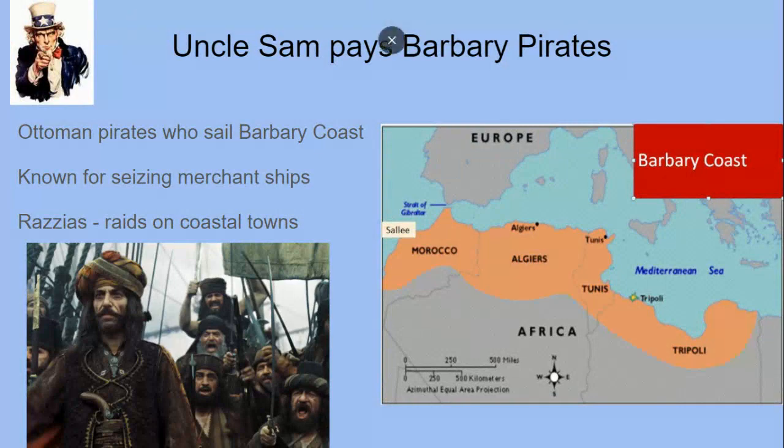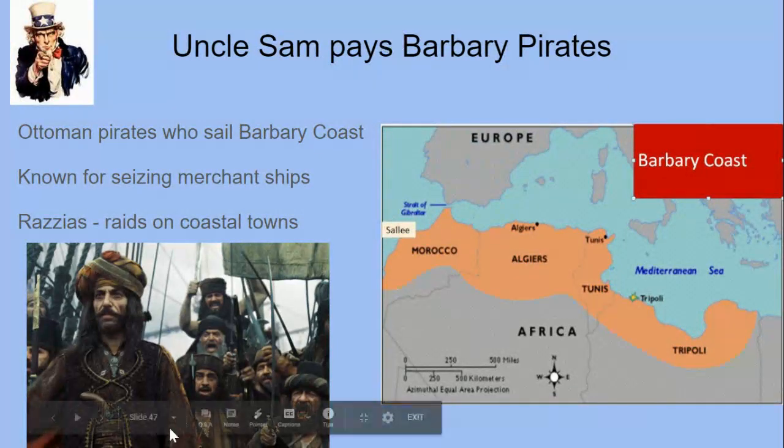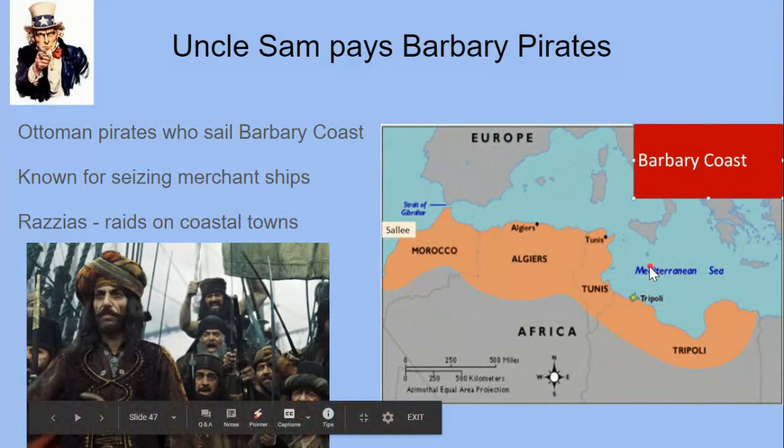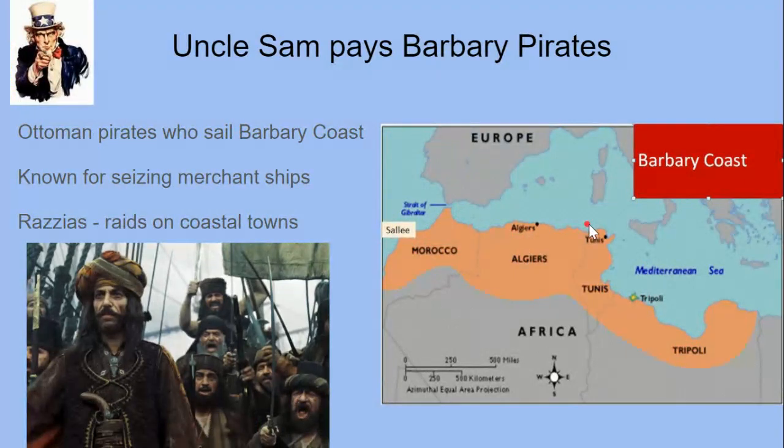And so we can see on the, let me get my little laser beam here. We can see the Barbary coast is this orange area here. It's called that because of the Berbers, some of the original inhabitants that were from Morocco and Algiers before they became the countries they are now. So this gets known as the Barbary coast because of the Berbers. These pirates tend to sail around the Mediterranean, attacking merchant vessels, seizing their cargo, and then occasionally when things are lean, they go ahead and raid these coastal towns in southern Europe.